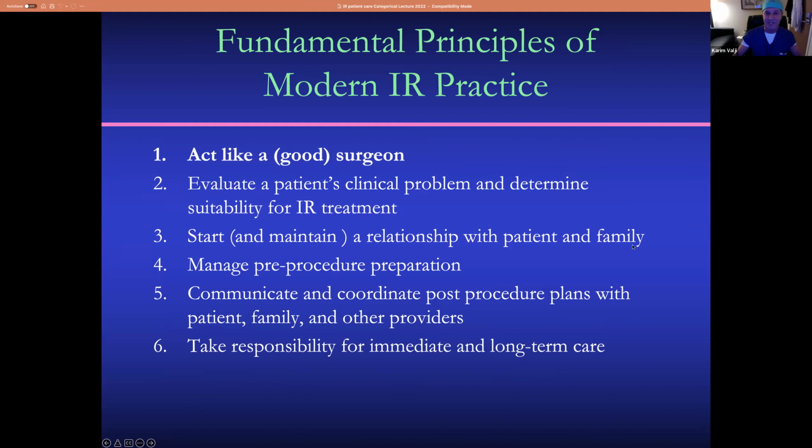Start and maintain a relationship with the patient and family. Isn't that why we went into medicine? Pre-procedure preparation needs to be managed well. Communicate and coordinate post-procedure plans with patient, family, and other providers. And finally, take responsibility for immediate and long-term care. And it is just 4 o'clock.